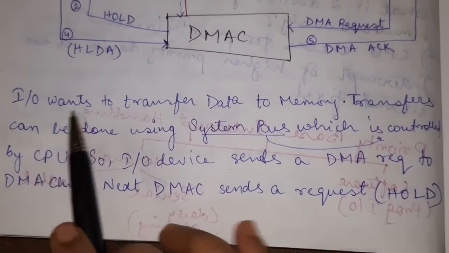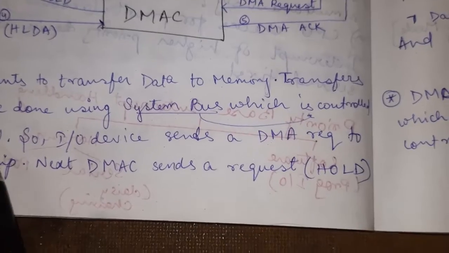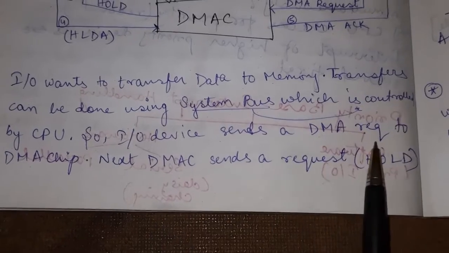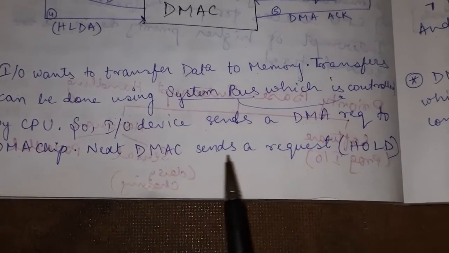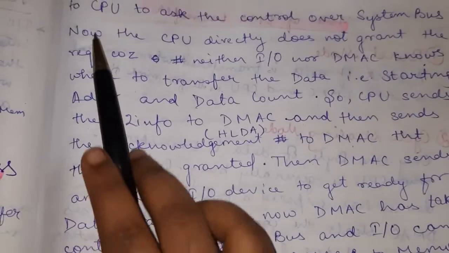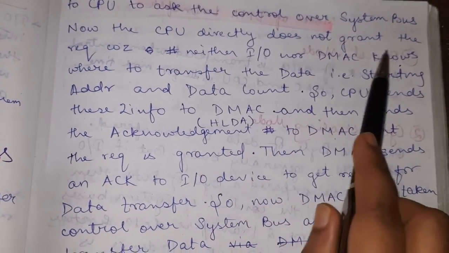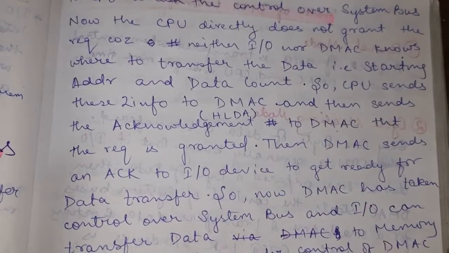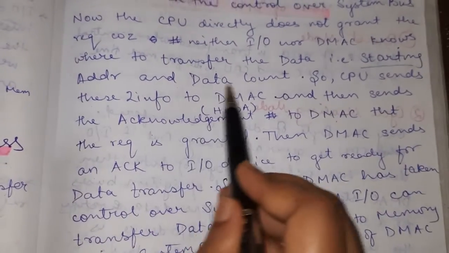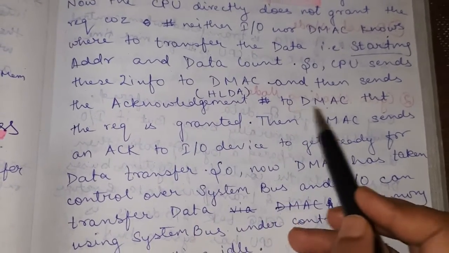The same is written here: input output wants to transfer data to memory. Transfers can be done using the system bus, which is controlled by the CPU. So the input output device sends a DMA request to the DMA chip. Next, the DMA chip sends a request, that is the hold signal, to the CPU to ask for control over the system bus. The CPU does not directly grant the request, because neither input output nor DMAC knows where to transfer the data. So it sends the starting address and data count, and along with it the acknowledgement, that is the HLDA signal, to DMAC.